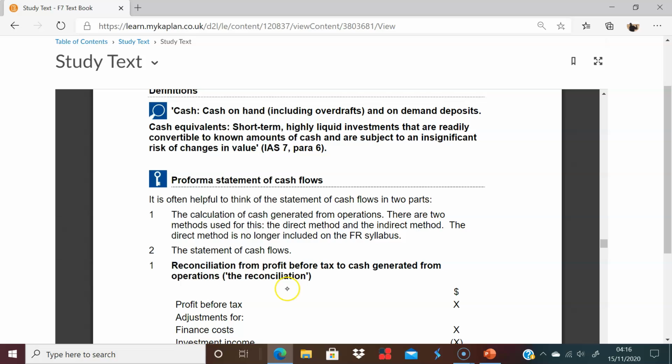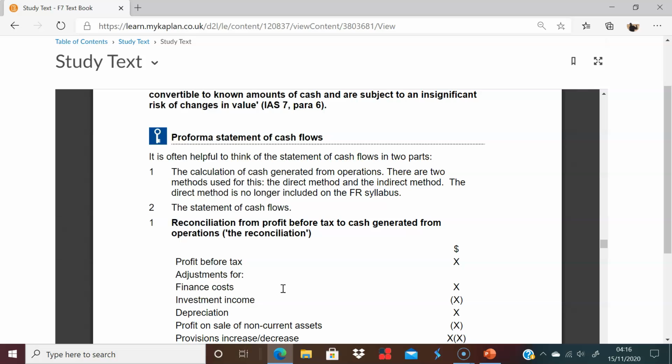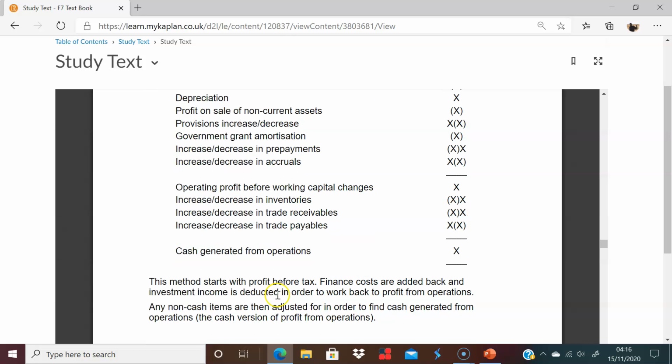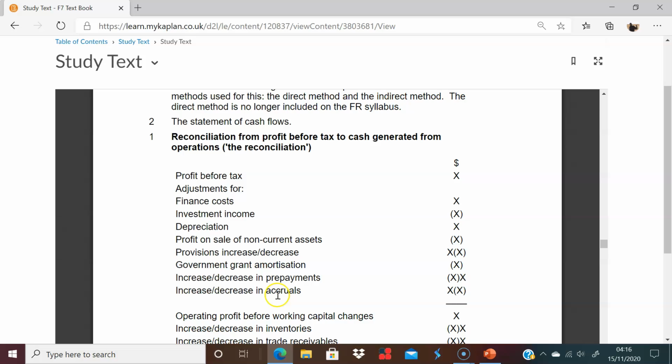Okay, let's look at some further definitions. We talk about cash: short-term, highly liquid investments, convertible to cash easily. Again, they talk about here that the direct method is no longer included in the FR syllabus because we use what's referred to as the indirect method. The indirect method requires us to find cash from operations by adjusting profit from operations. Look at my previous videos, you will see that we have adjusted profit from operations for depreciation. I'll take the normal ones we know.